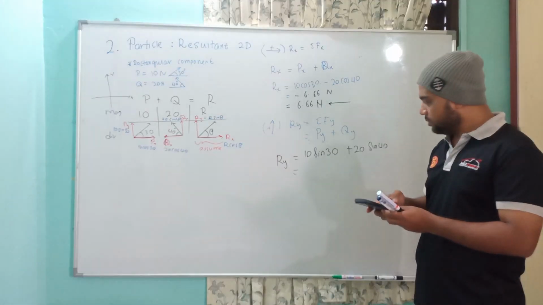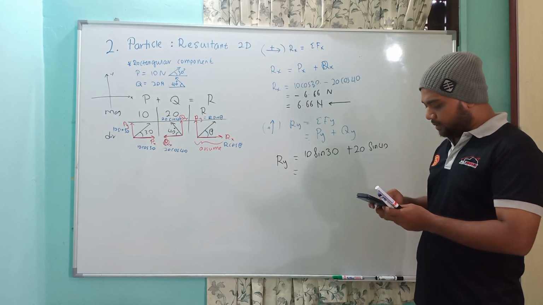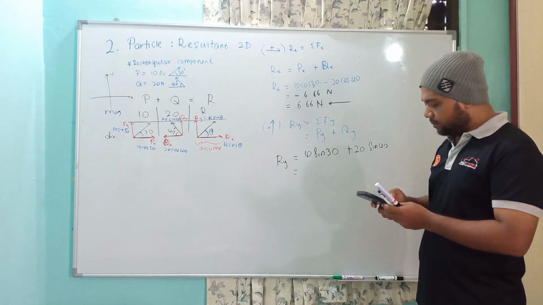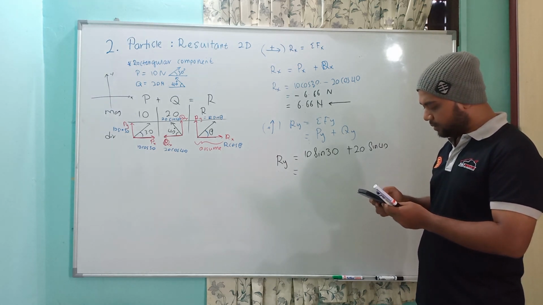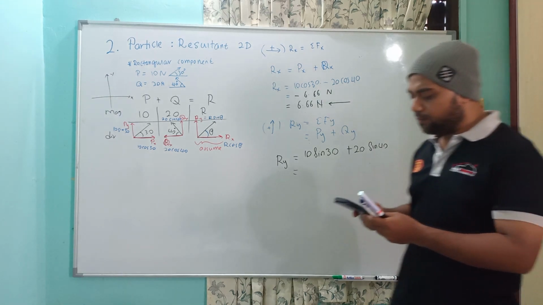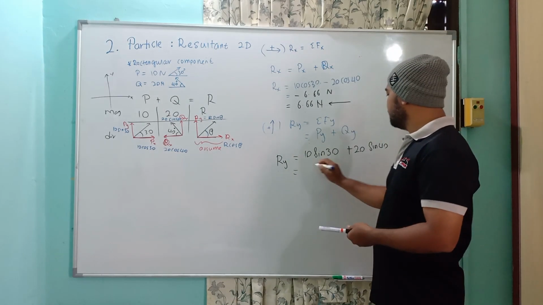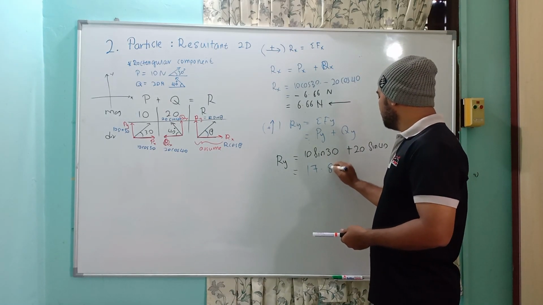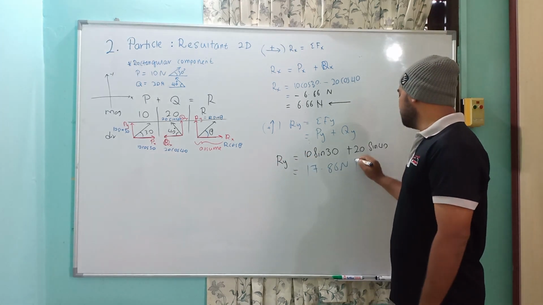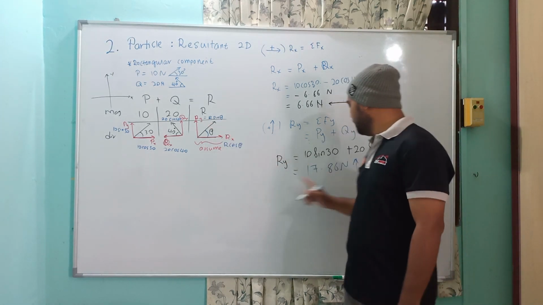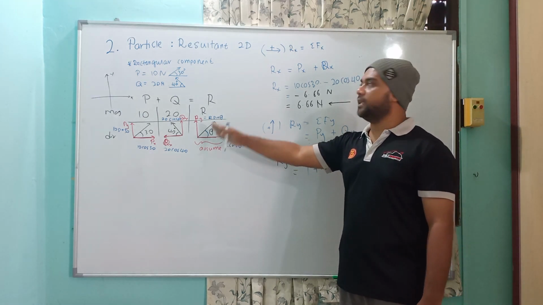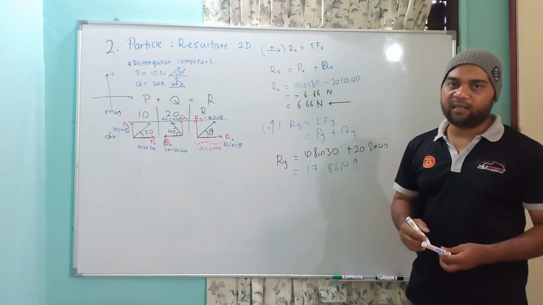Okay, so let's go. 10 sine 30 plus 20 sine 40, 17.86 Newton. It is positive, meaning that it is same as this one. So our answer is correct, it is upward. Okay, so that's why I said to you, you just assume one direction and then from the calculation, you know which is the correct direction.